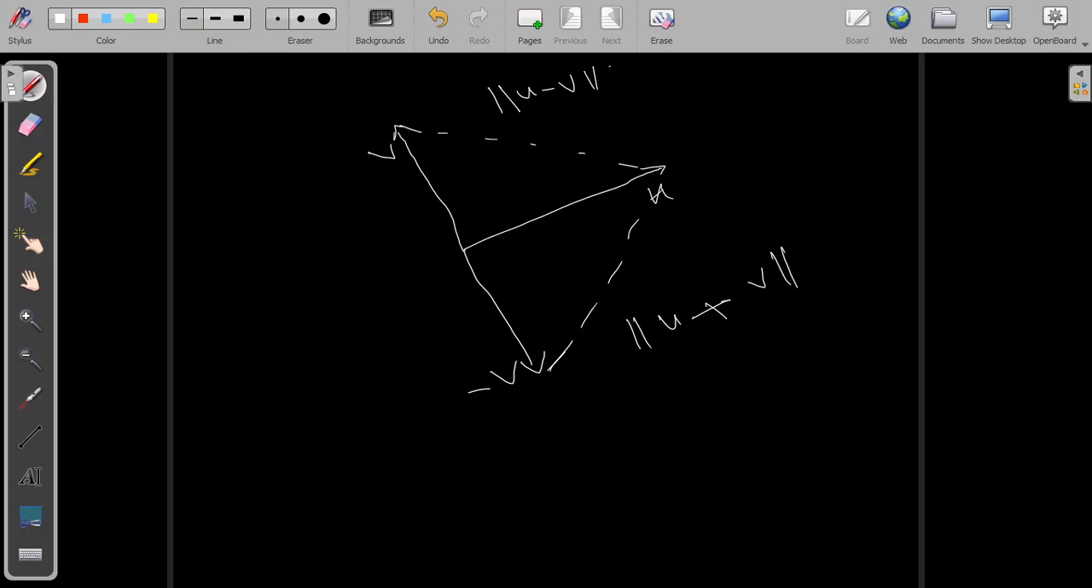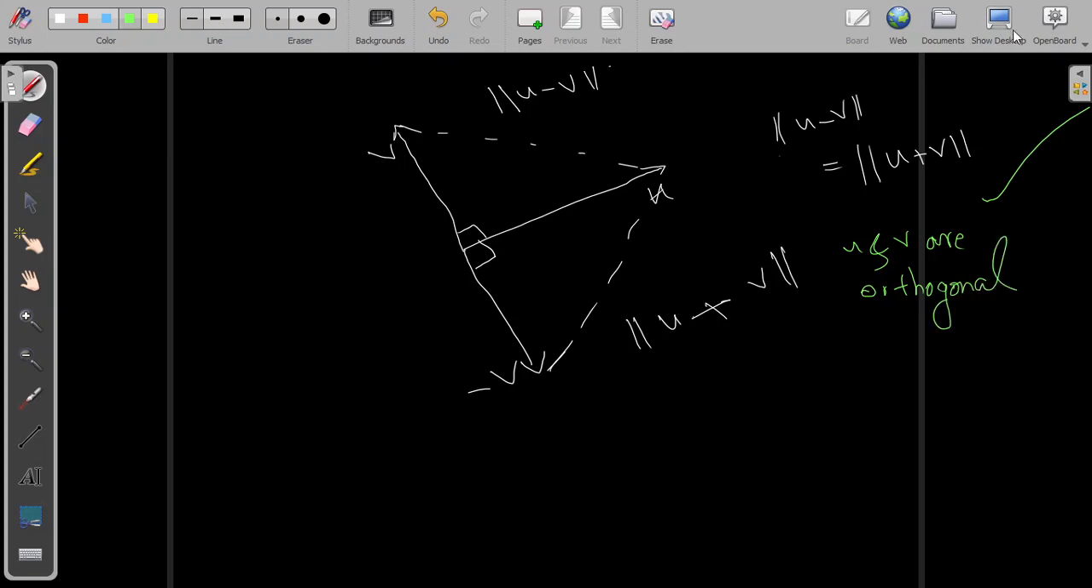So if these two vectors u and v are said to be orthogonal, that is, this is 90 degrees, then this norm u minus v must be equal to norm u plus v. These must be equal. If this is proved, then I can say u and v are orthogonal.